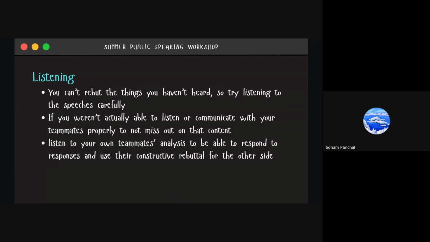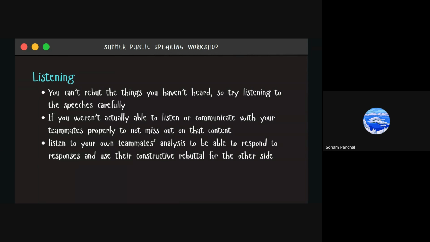And by they are not binary, I mean that whenever you put out rebuttals, they're not necessarily taking down cases. They may be supporting your case somewhat, or they may be taking down some part of the opposition's case.